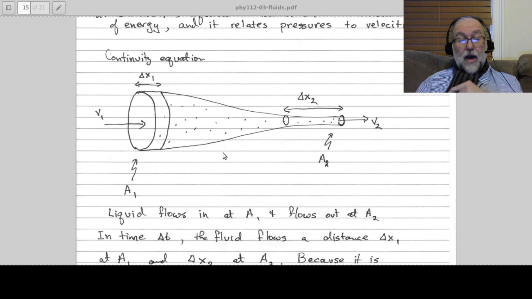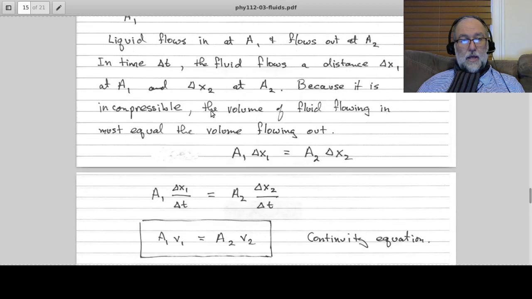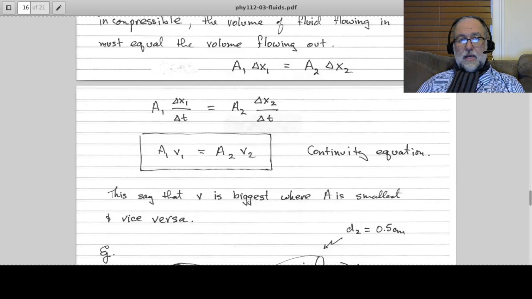The volume of the fluid coming out must equal A2 times delta x2, and that's, again, the assumption that matter is conserved and that it's an incompressible fluid. And so we have this formula right here: A1 delta x1 is equal to A2 delta x2. Now let me divide both sides by delta t. So if I divide both sides by delta t, I'm going to have A1 delta x1 divided by delta t is equal to A2 delta x2 divided by delta t.